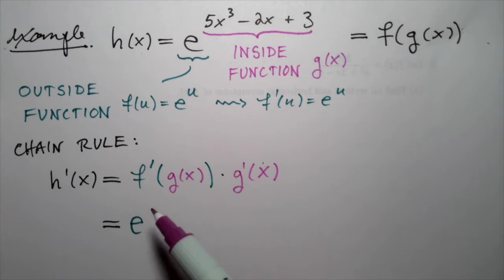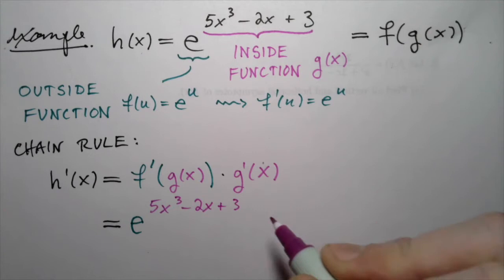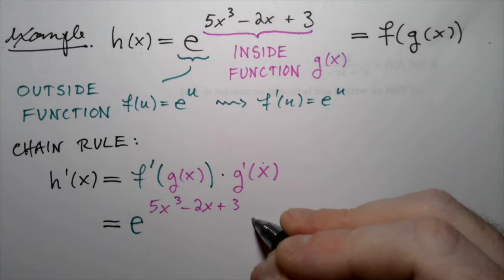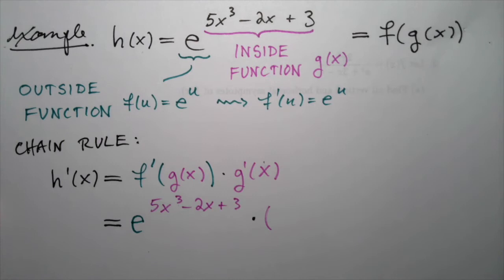Oh hey, that's what we started with, right? So actually we have a copy of the original function sitting here on the page. It's e to the power 5x cubed minus 2x plus 3. That's what we get if we evaluate the derivative of the exponential at g of x. But we're not done. We need to multiply by that g prime of x. That's the next part. What's the derivative of g? Well, g is just 5x cubed minus 2x plus 3. That's a nice polynomial function.